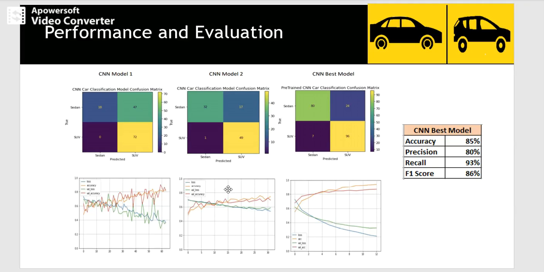There were 80 sedans that were correctly classified as sedans when they were in fact sedans. Likewise, 96 vehicles were correctly classified as SUVs when they were in fact SUVs. On the other hand, 24 sedans were misclassified as SUVs, and 7 vehicles were misclassified as sedans when they were in fact SUVs. The best model had an accuracy of 85%, precision of 80%, recall of 93%, and F1 score of 86%.